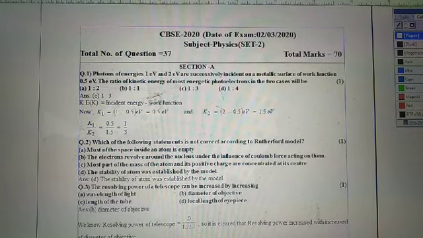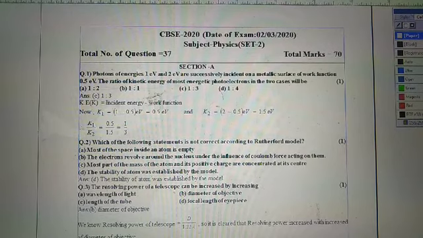So how has this answer come? Let's start. We know kinetic energy equals incident energy minus work function. We substitute the data given in the question paper one by one and we find the answer 1/3.